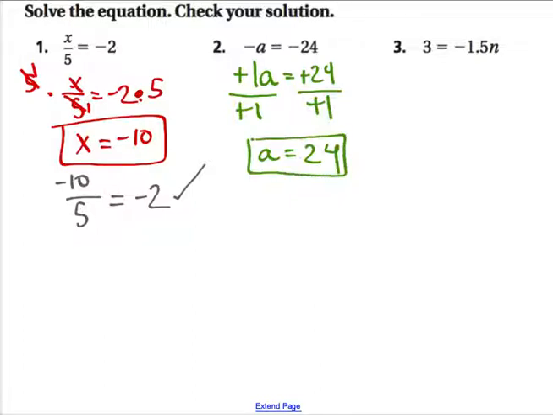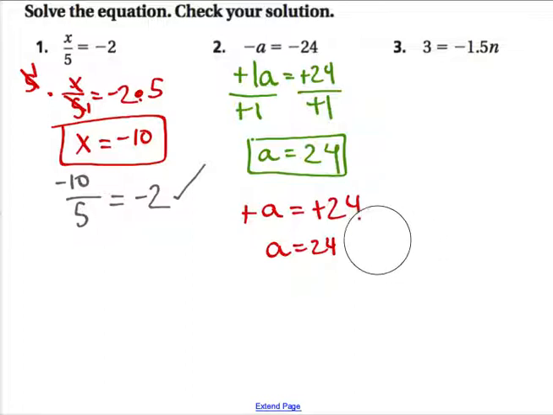Now the thing that we can learn here as a shortcut is that you can change the signs on both sides. That's just dividing or multiplying by -1. If I do that, I started out with -a equals -24. Changing the signs on both sides gives me a equals 24. So you can treat that as a doable step.